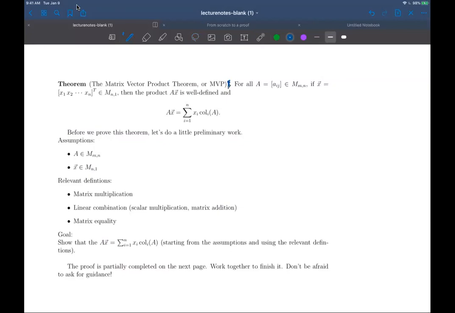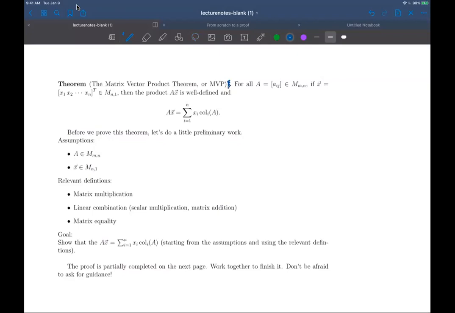All right. So what the MVP says is that if I have an m by n matrix A and I'm multiplying it on the right by an n by 1 vector x, and so I've written x here as the transpose of a row vector, so we've got a column vector x that has n entries in it, then first of all, the product is well defined. We can actually calculate the product. And even better, the product AX I can write down as a linear combination of the columns of A.